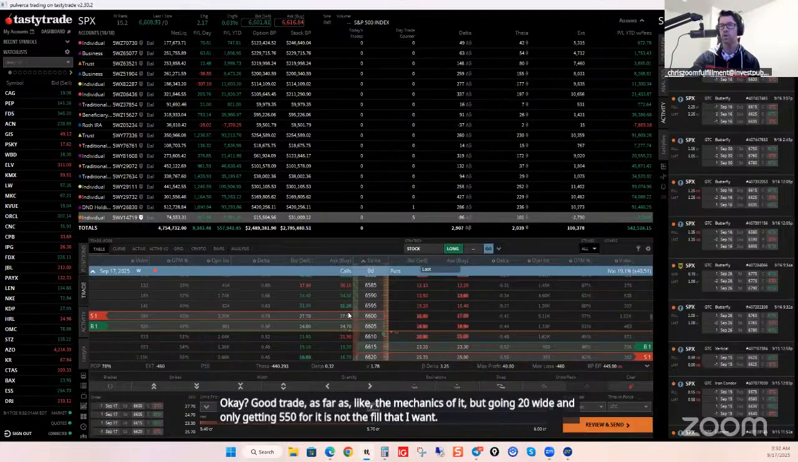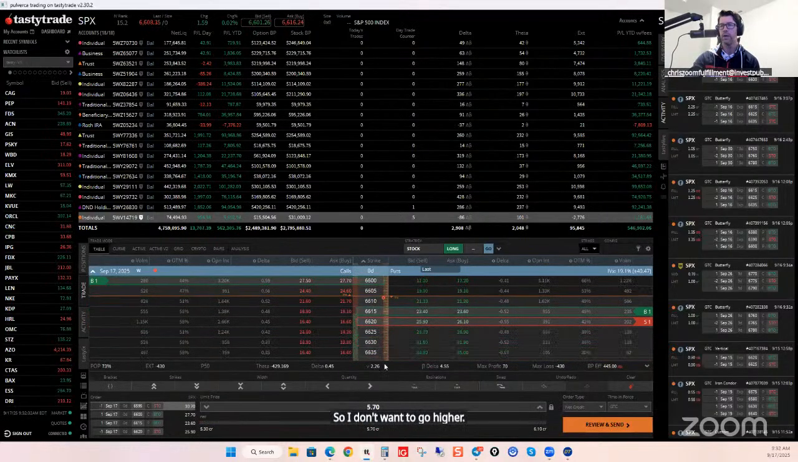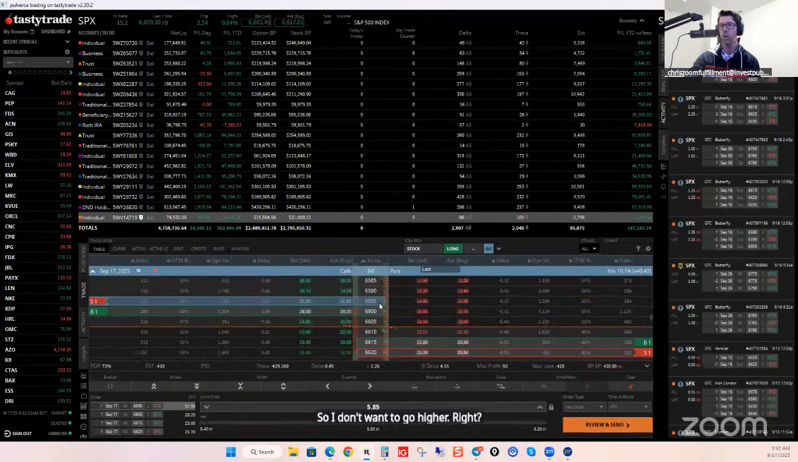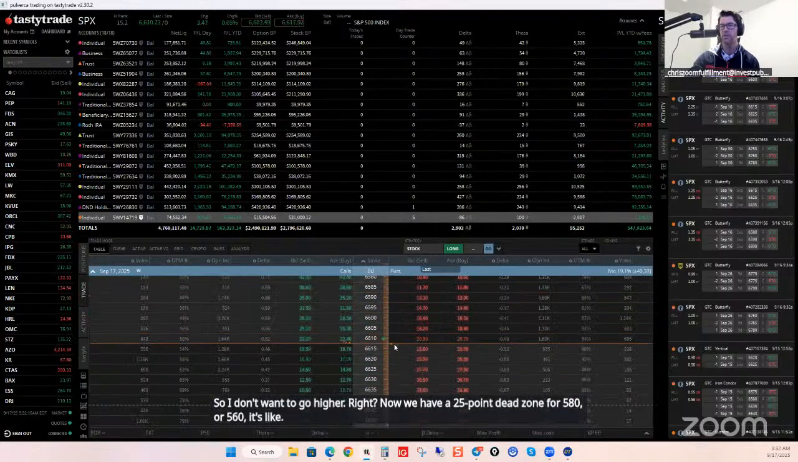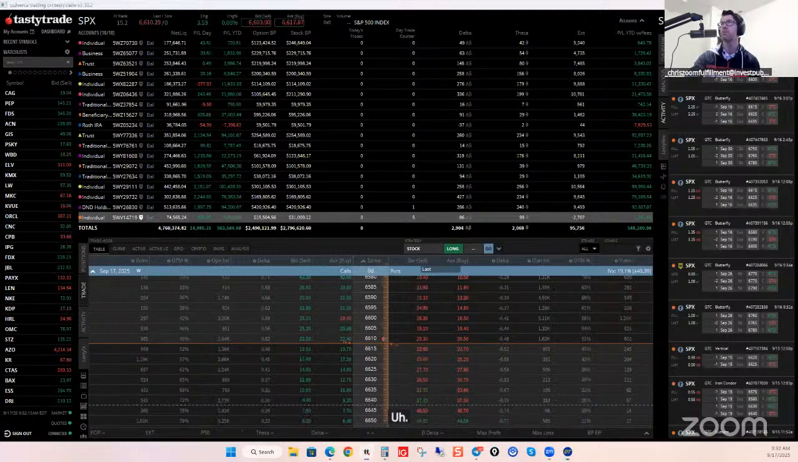So I don't want to go higher, right? Now we have a 25-point dead zone for 580 or 560. I'm not taking that trade. So the reverse iron condor is off the table today.